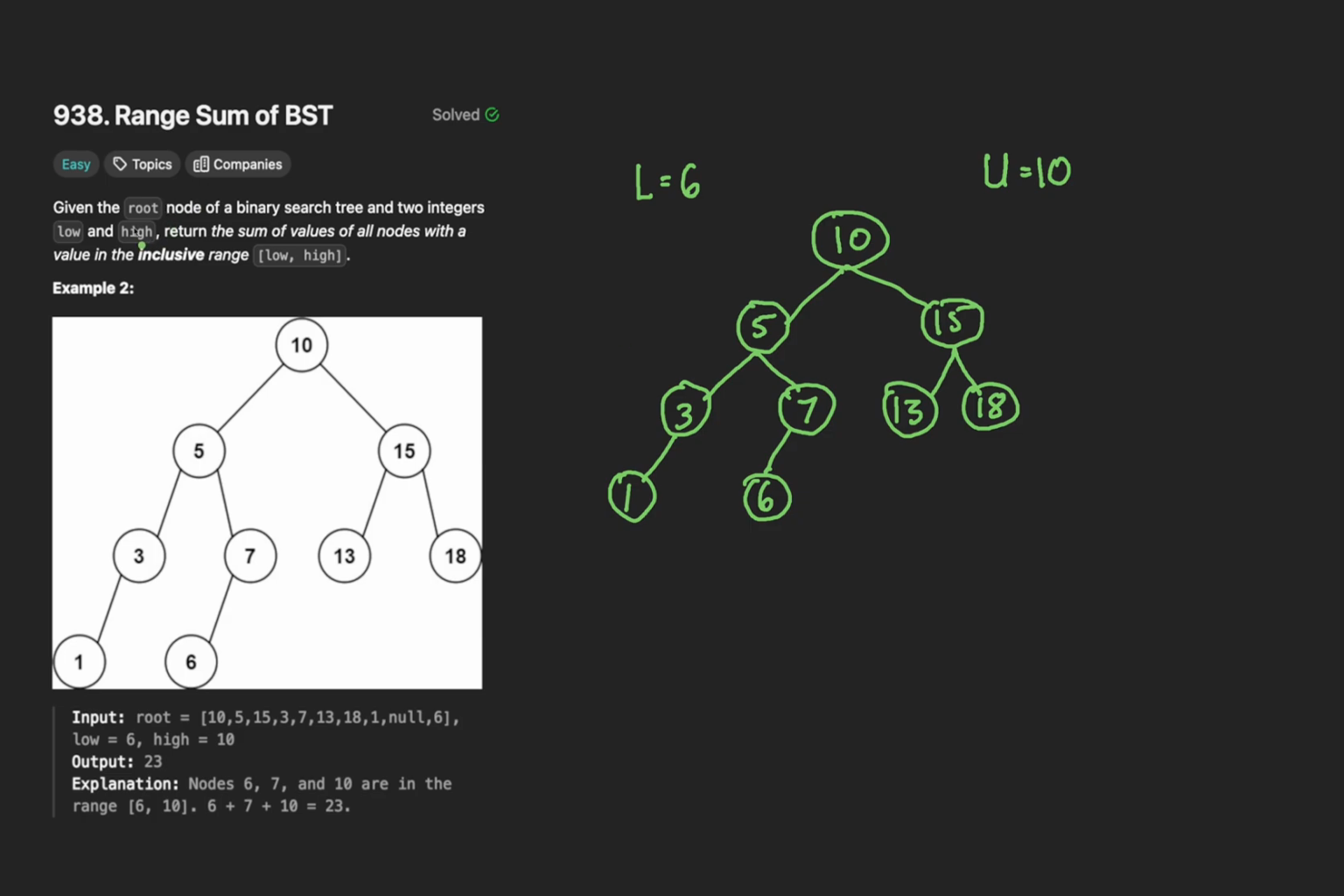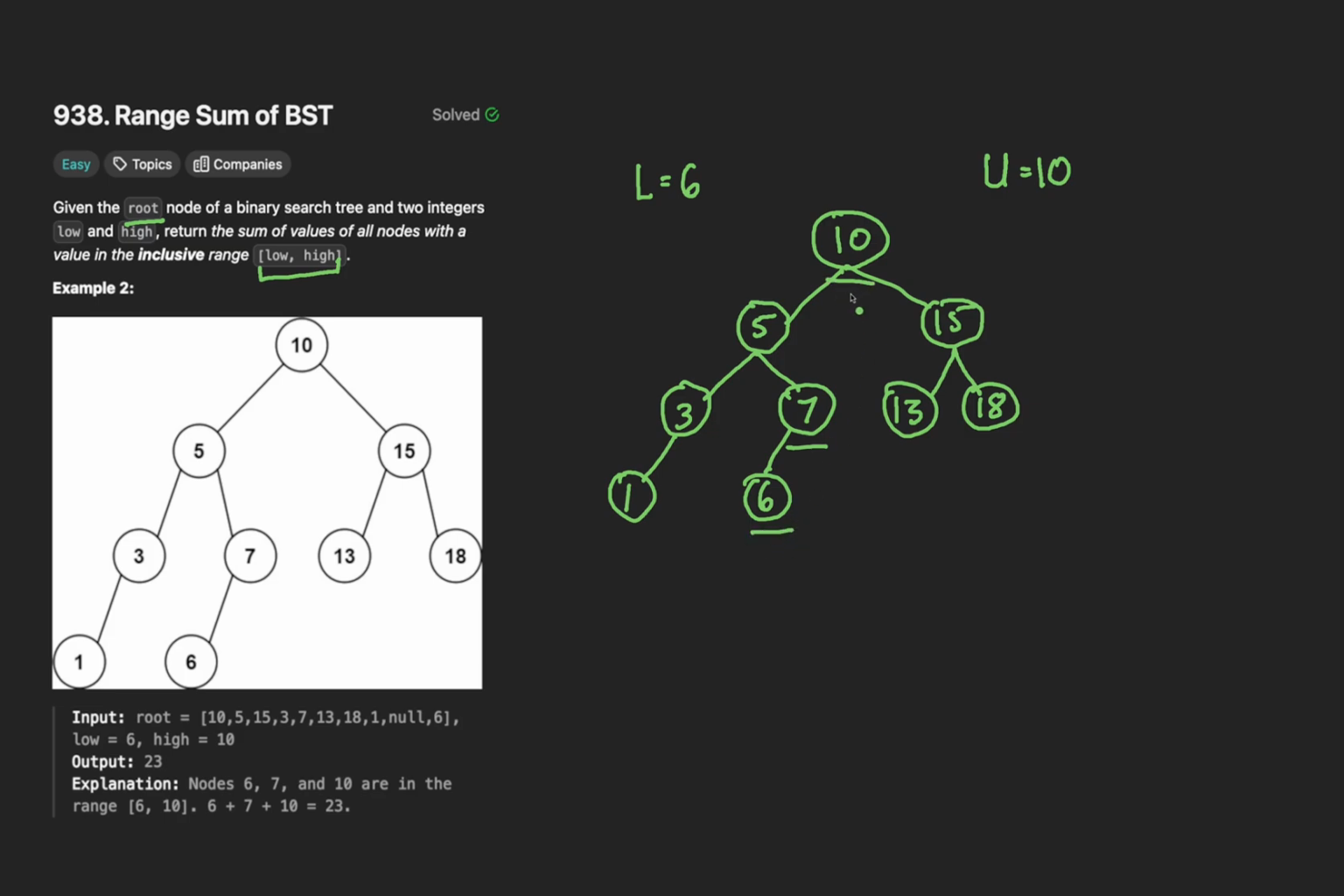Okay, so we're given the pointer to the root node of the BST. Here, that's node 10. We're also given a lower and upper boundary. Looking at our example on the right-hand side, we have a lower boundary of 6 and an upper bound of 10. And we want to add up all the nodes whose values are between this range. Going back to our example, node 7 is obviously within the two boundaries. It's in between these two numbers. So is node 6 and also node 10.